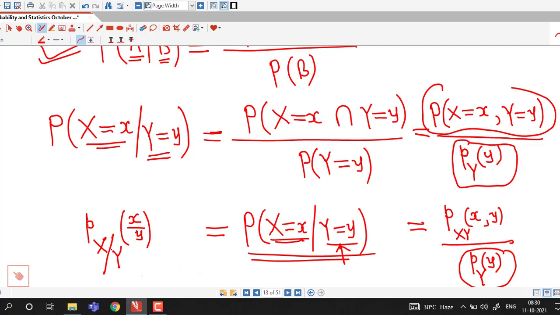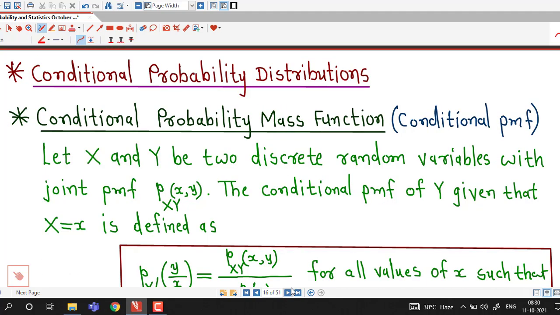Now if we are interested in the conditional probability that Y equal to small y given that X equal to small x, then here we will interchange the role of X and Y. So in this way we can remember the definitions of conditional probability mass functions.